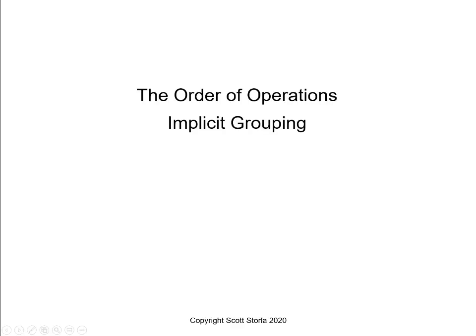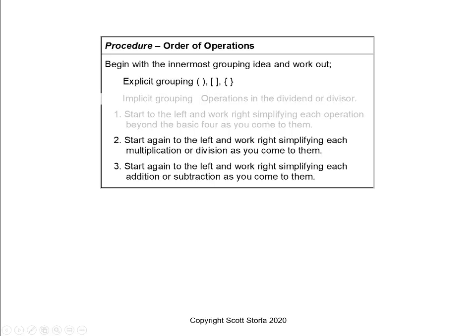Now let's look at our last theme for order of operations today, and that's implicit grouping. With implicit grouping, we have grouping, but we don't have grouping symbols. Currently, the only operator we have to worry about this with is division. And all operations in the dividend or the divisor have to be completed before you find the quotient.